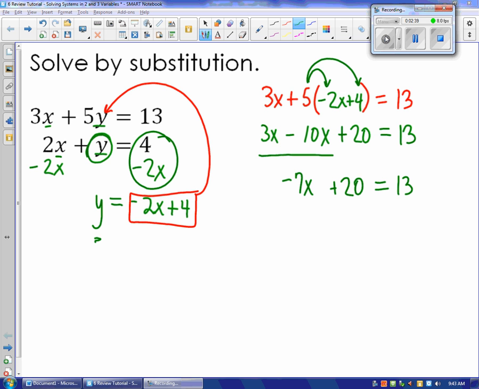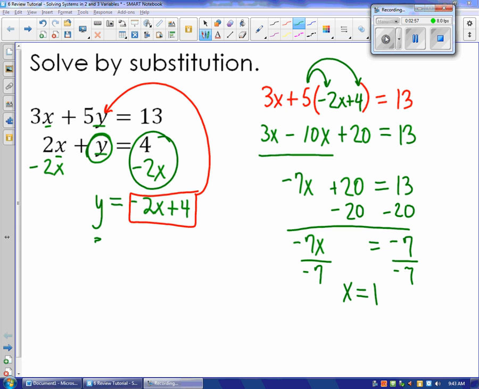Now to finish solving for x, I'm going to use my inverse operations and the reverse order of operations, which would tell me to subtract the 20 first. That's going to leave me with a negative 7x is equal to a negative 7. And if I divide both sides by negative 7, that means that x is equal to a positive 1. Well, that's awesome. Now I am halfway there.